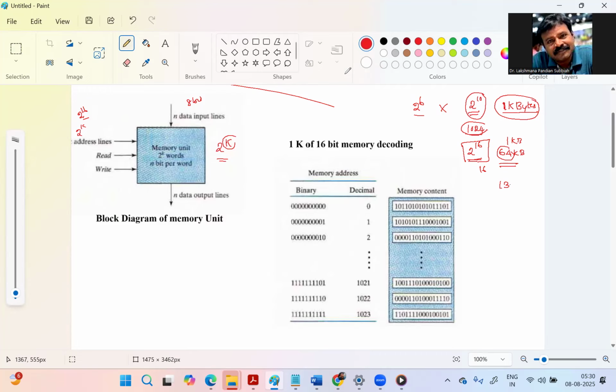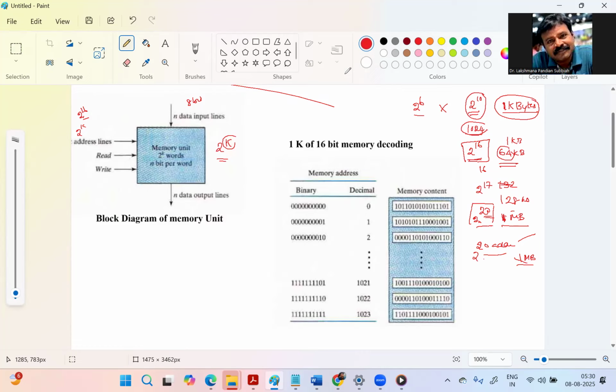Similarly, 128 kilobyte is 2 power 17. Then 1 MB is 2 power 10 into 2 power 10, so 2 power 20. So 20 address lines are required for 1 MB memory, and so on.